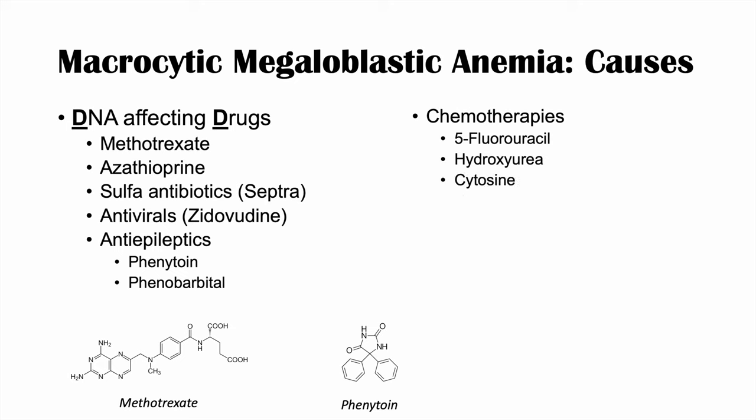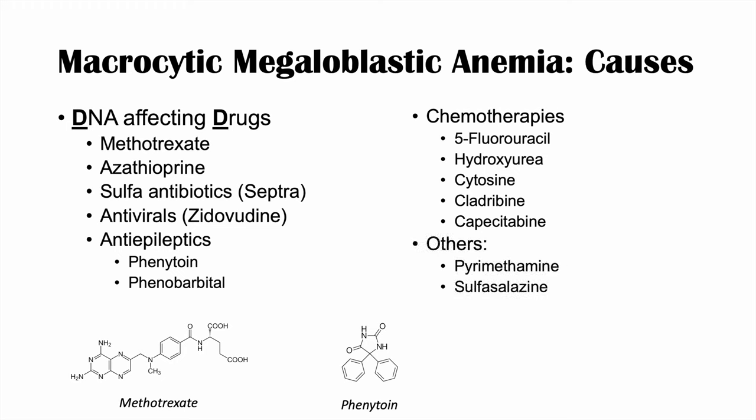Hydroxyurea can also do this. Cytarabine, cladribine, and capecitabine can also do this as well. Others include pyrimethamine and sulfasalazine, as well as triamterene. So all of these can lead to a macrocytic megaloblastic anemia, in addition to vitamin B12 and folate deficiencies.